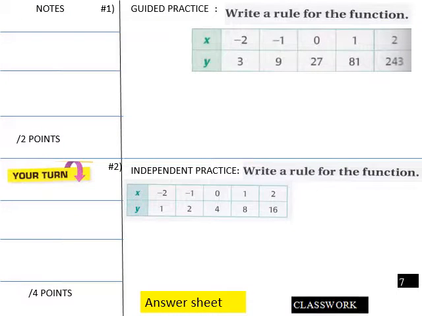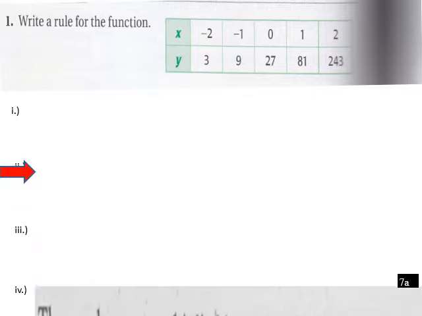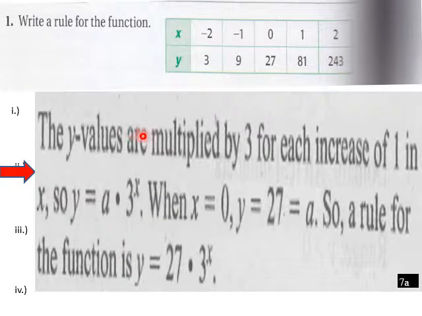Okay, let's write a rule. Students, you got yours. The y values are multiplied by 3. 3, 3, 3, 3, for each increase of 1, 1, 1, 1 in x. So y equals a times 3 to the x.